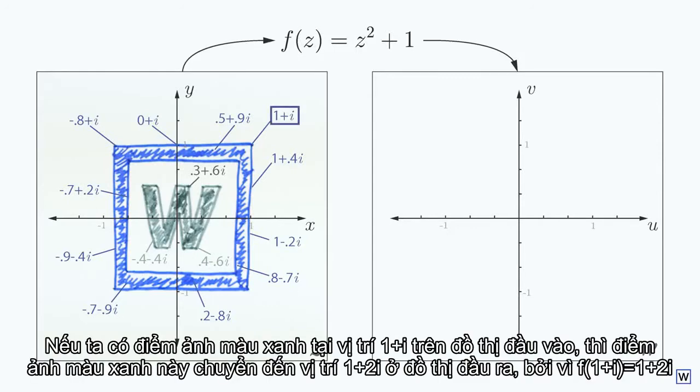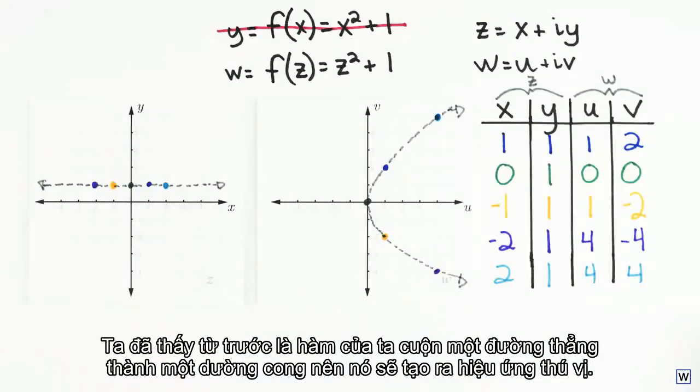If we have a blue pixel at the 1 + i location on our input graph, then this blue pixel will be moved to the 1 + 2i location on our output graph, because f of 1 + i is equal to 1 + 2i. We saw before that our function warped a straight horizontal line into a curvy one, so it should have some interesting effects on our video.